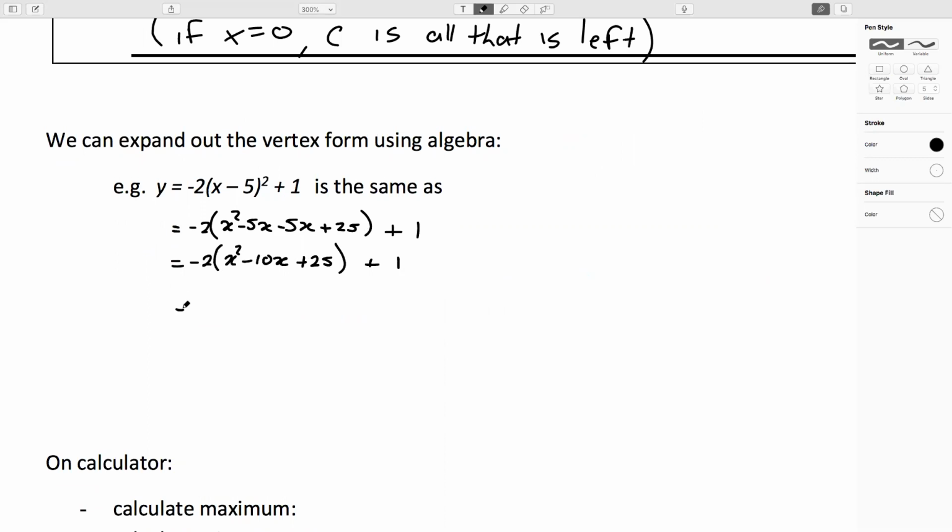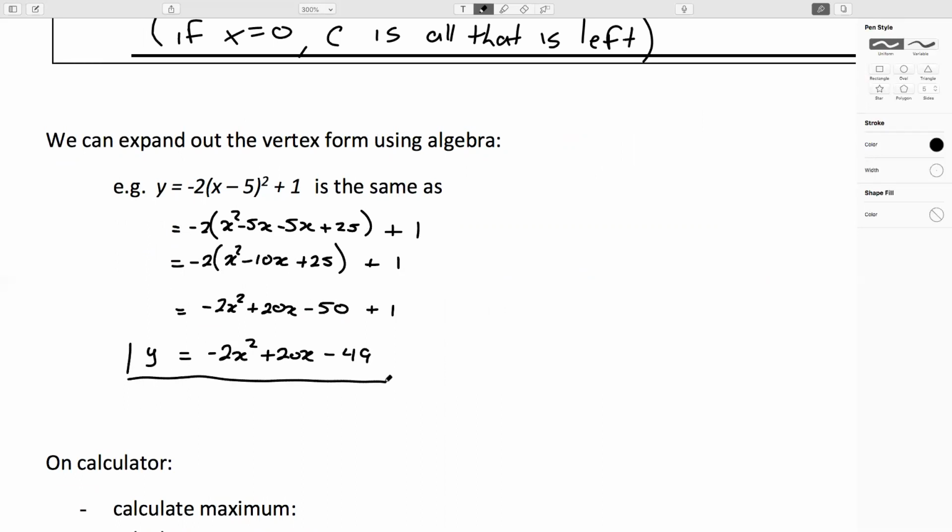Multiply by minus 2. So this is negative 2x squared plus 20x minus 50 plus 1. And then we can add the 1. So this is simply minus 2x squared plus 20x minus 49.